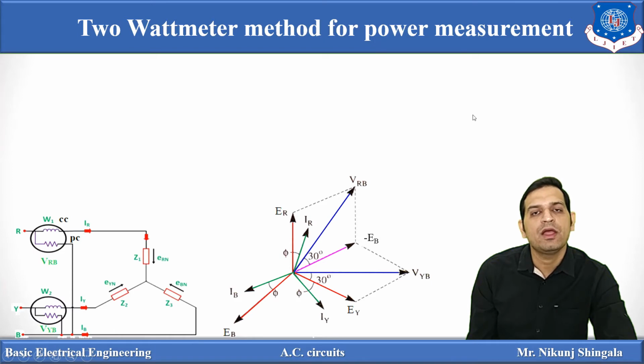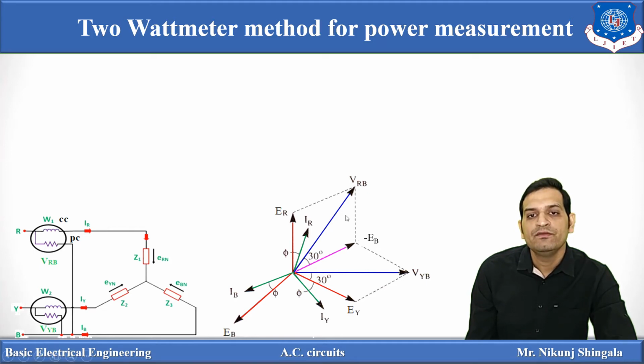Now suppose the load is assumed to be inductive. For that, we first draw the phasor diagram of the star connected system, as Z1, Z2 and Z3 are connected in star. ER, EY and EB are the phase voltages of Z1, Z2 and Z3 respectively, which are displaced by 120 degrees from each other. Now as the load is assumed to be balanced, all the phase currents IR, IY and IB will lag behind ER, EY and EB respectively by some angle phi. All the angles will be equal, so the angle between IR, IY and IB will also be 120 degrees.